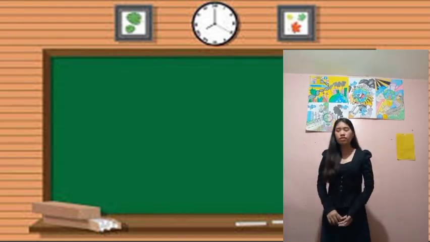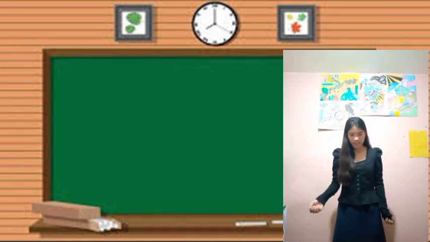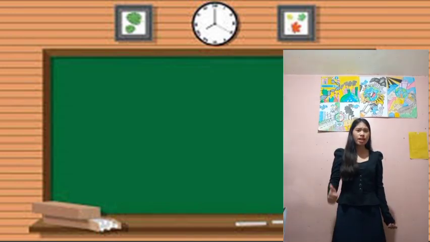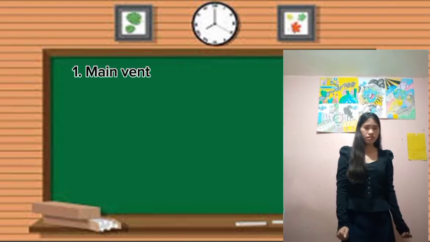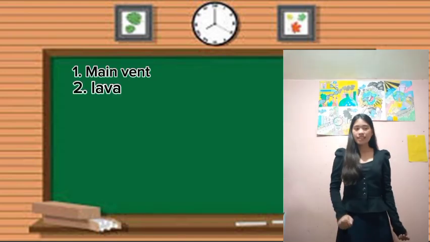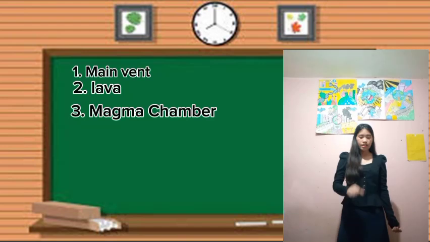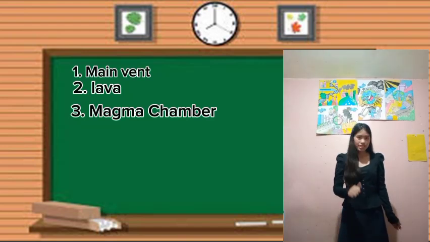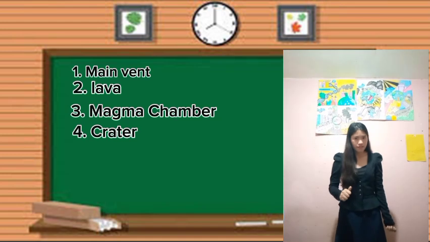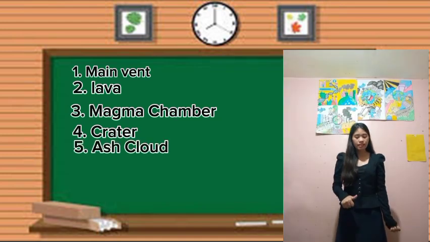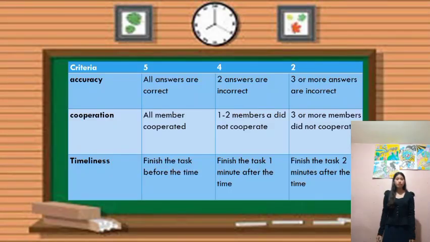Number one, what do you think is the answer? Yes, Rochelle? Yes, correct. The correct answer is main vent. How about number two? Yes, lava. Number three? Yes, magma chamber. Number four? Crater. Number five? Ash clouds. Then the last one is magma. Let's check your answers.